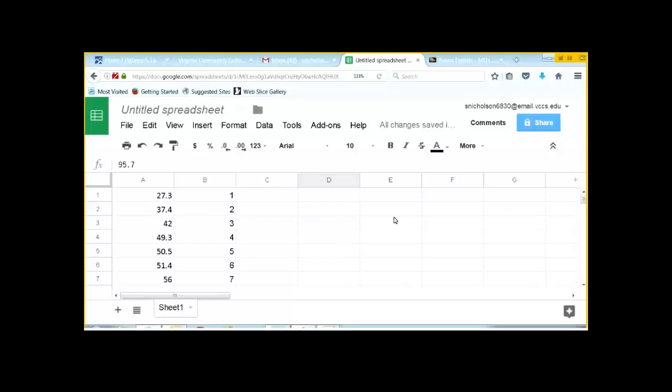Okay. The last thing we're going to do here is a histogram. To do a histogram, we're going to have to figure out how we're going to break this up into classes. So if we look at the data, we go from 27 to 100 and, where did it go here?